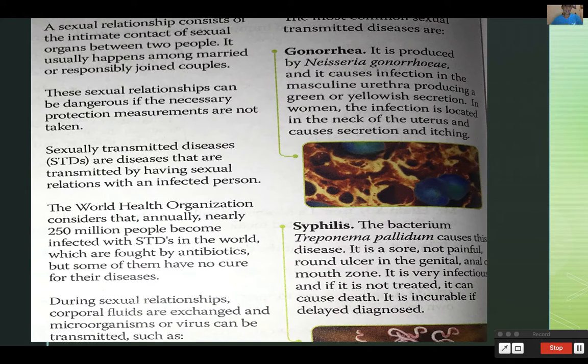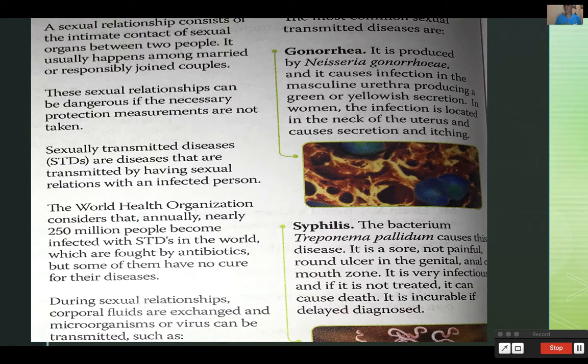A sexual relationship consists of the intimate contact of sexual organs between two people. Una relación sexual consiste en la intimidad o el contacto sexual de los órganos entre dos personas. It usually happens among married or responsible joint couples. Dicen que esto pasa usualmente en el matrimonio o en parejas que se unen, que no se casan por la iglesia o legalmente, pero son responsables. These sexual relationships can be dangerous if the necessary protection measures are not taken. Important: if you're going to have sex, you have to protect yourself.